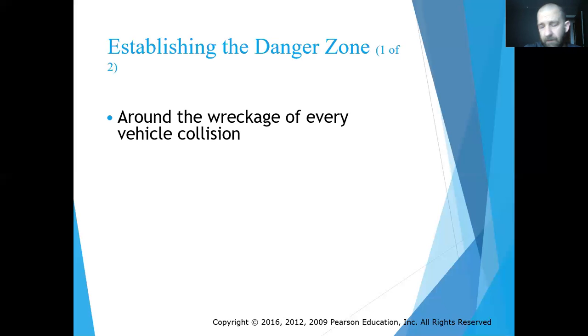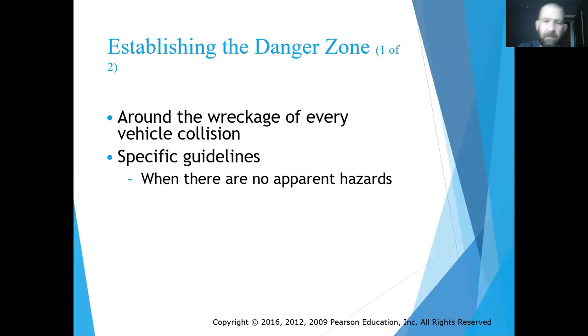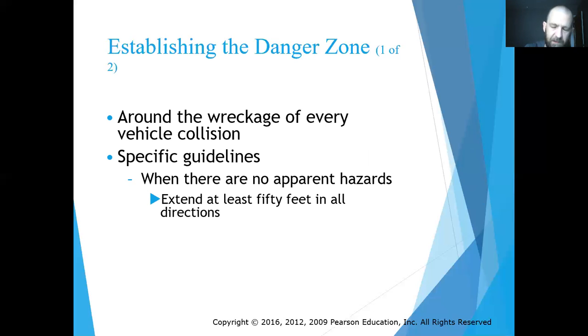So around every collision, we'll have a danger zone. We have specific guidelines for each. When there's no apparent hazards, then we want the danger zone to be about 50 feet away from the accident in all directions. So if you're coming in and parking your ambulance, you want to be downstream of the accident, so past it, so the road doesn't get blocked for us, and we have room for the fire trucks and everything. But you want to go about 50 feet past it, right? And we're not going to have anything parked within 50 feet in all directions there.